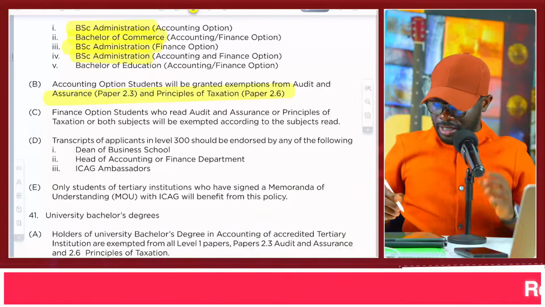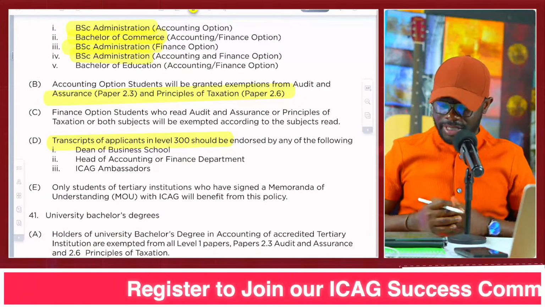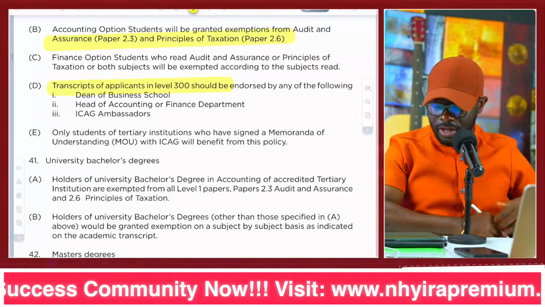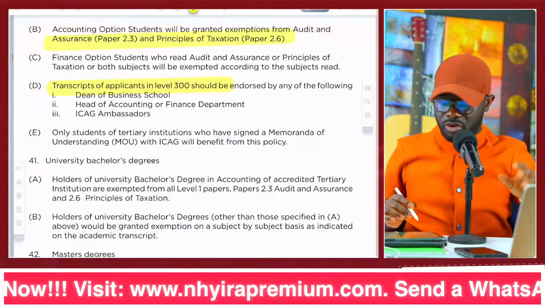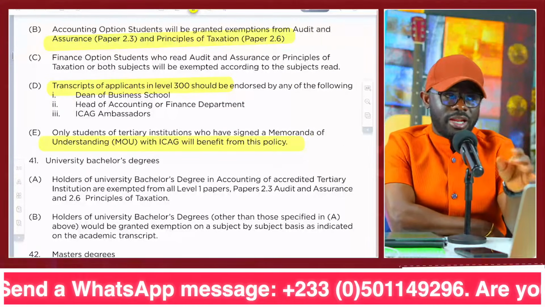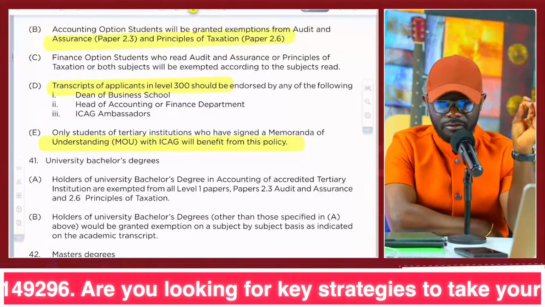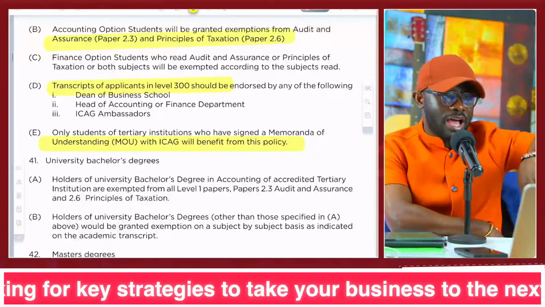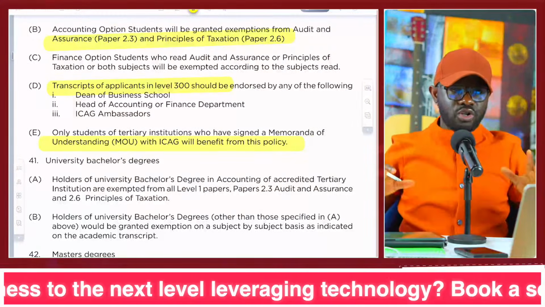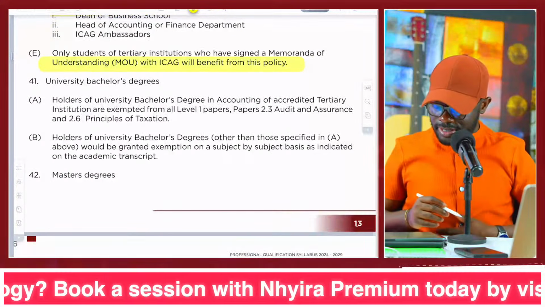Note that the ICAG will require a transcript, certainly, and it must be provided by the dean of the business school, head of accounting or finance department, or an ICAG ambassador. And this is possible for the level 300 students for the universities that the ICAG has signed an MOU with, that is a memoranda of understanding. So not all the universities, but some of the universities, the ICAG has this with. And with that, at level 300, you can come in and start doing your ICAG. So that is what you must understand when it comes to the way you come into the ICAG.